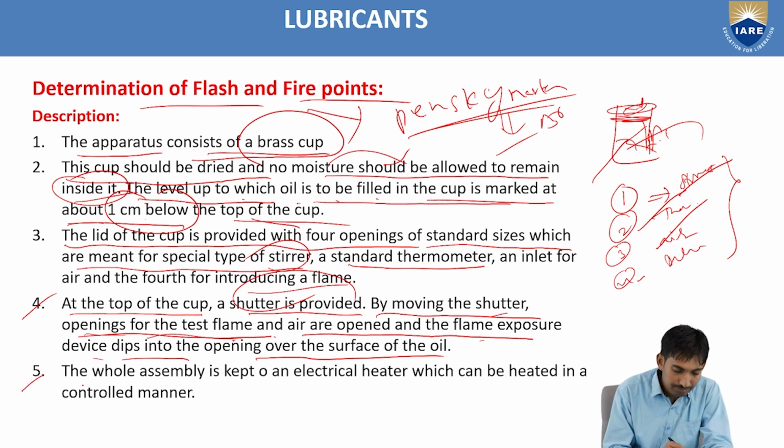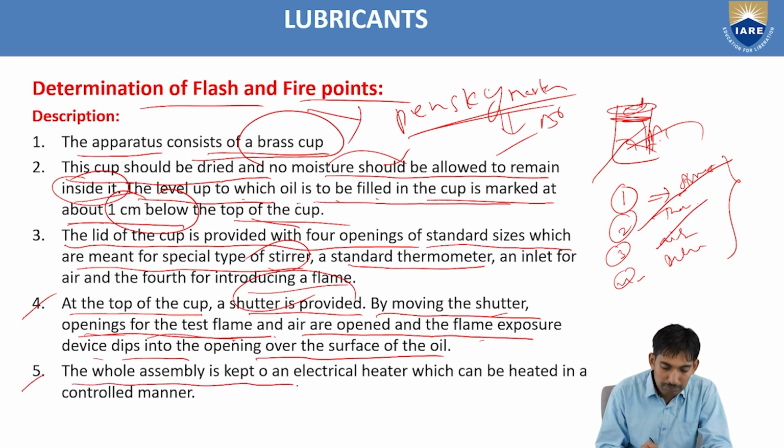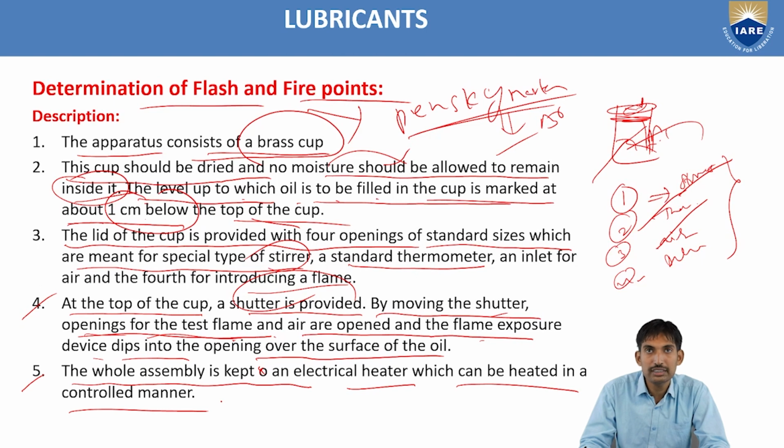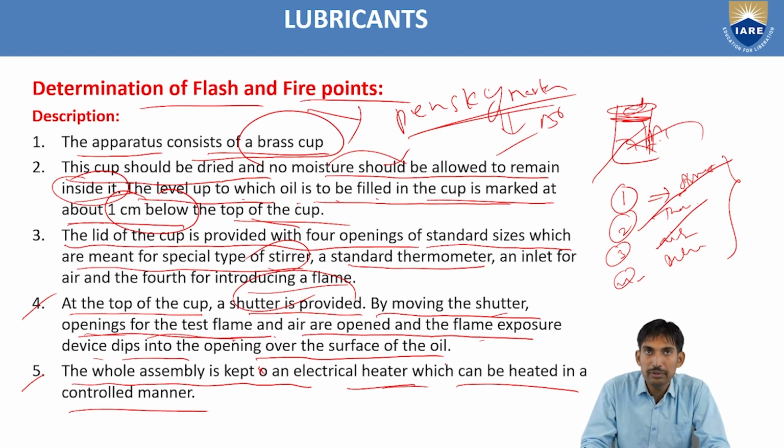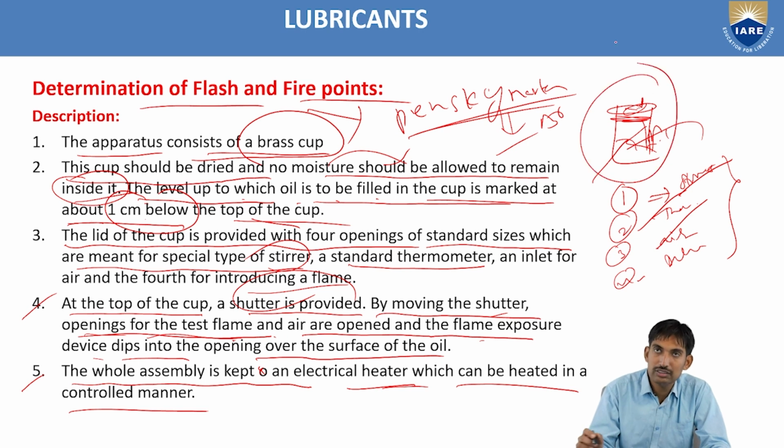The fifth point is the whole assembly is kept in an electrical heater which can be heated in a controlled manner. The total setup, this brass cup setup, we have to keep in the electrical heater which can be heated in a controlled manner. Controlled manner means with some constant temperature it will rise.